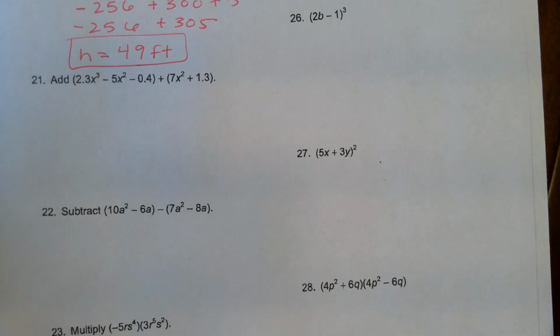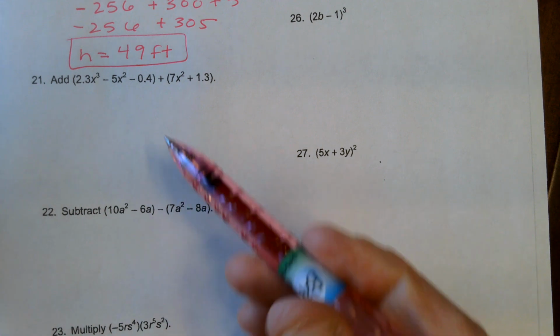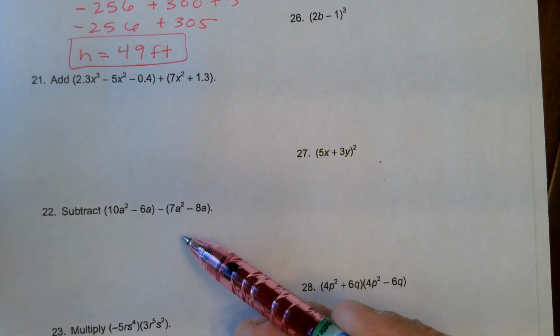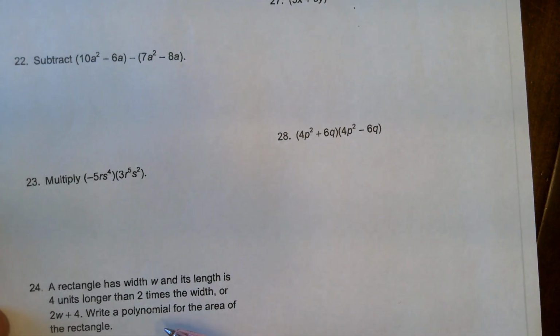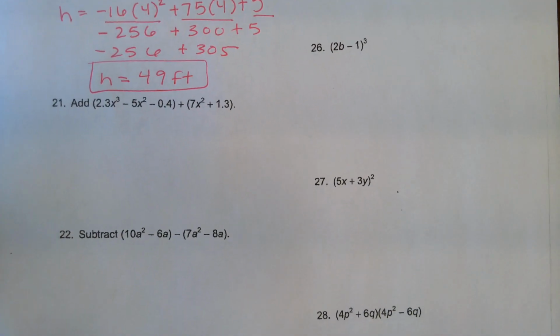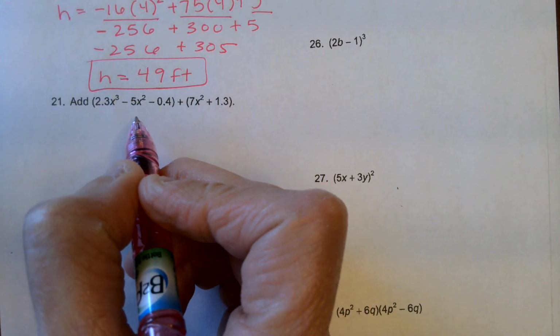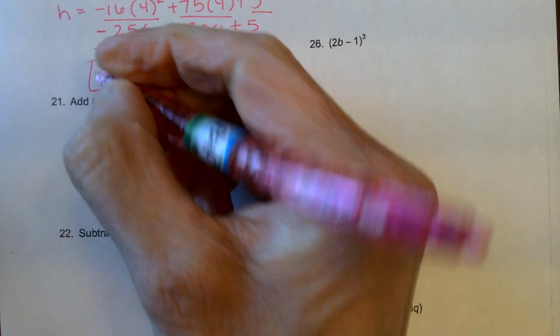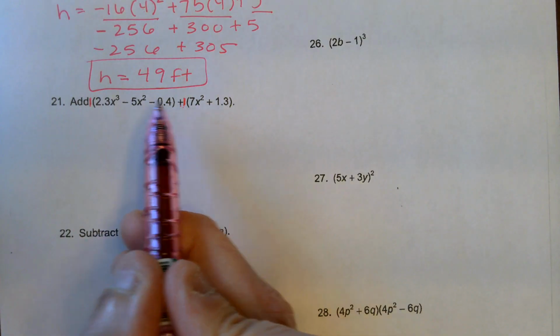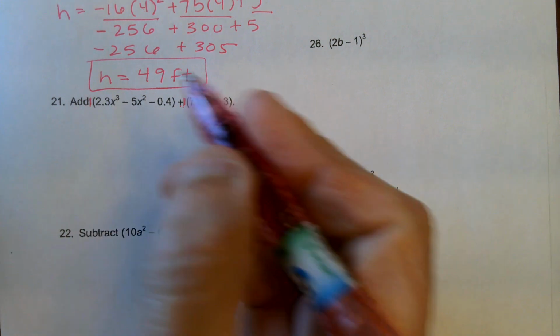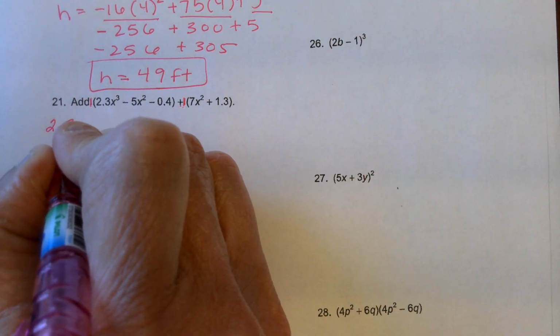All right, now we're going to add. Okay, so remember, adding and subtracting are different than multiplying. So don't mix them up. So when we add these, we have to distribute before it, but it's just a positive 1 and a positive 1, so it doesn't affect anything. So I can just rewrite these.